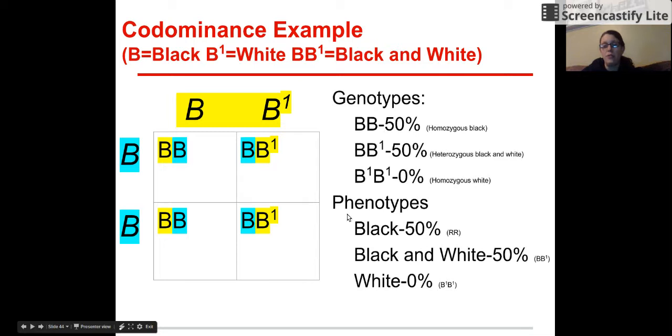Okay, genotypes and phenotypes. This is going to be a lot like incomplete dominance. You're going to have your three genotypes, and then you're going to have three phenotypes. So you'll have your homozygous for this color, homozygous for this color, and then heterozygous is going to show both of the colors together, okay? So you guys can see I said we've got 50% homozygous black, 50% black and white, and we had none that were white, okay? This B prime genotype was not a possibility because I only had one B prime that I could pass down.